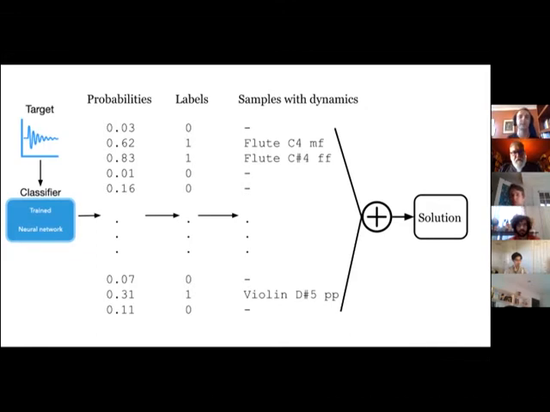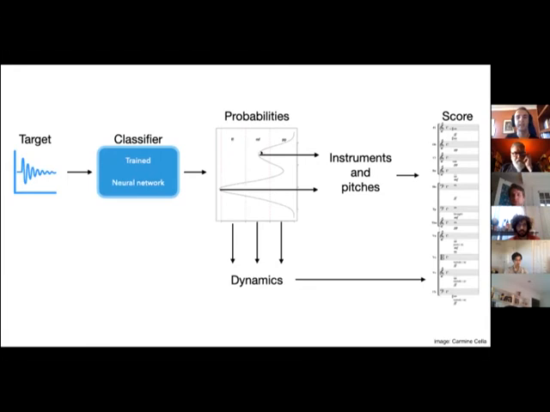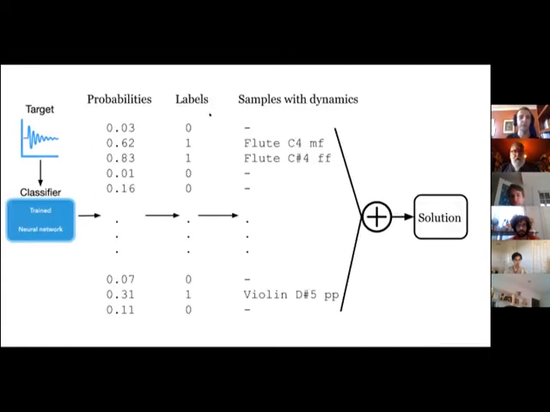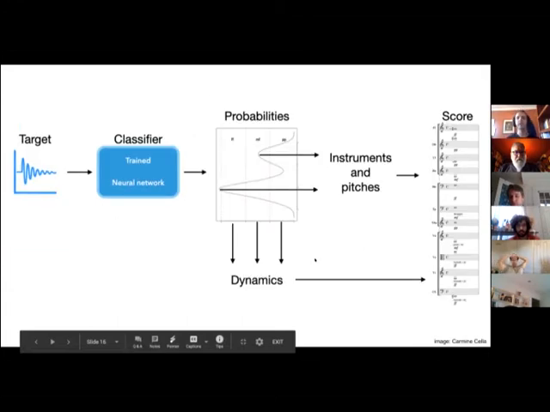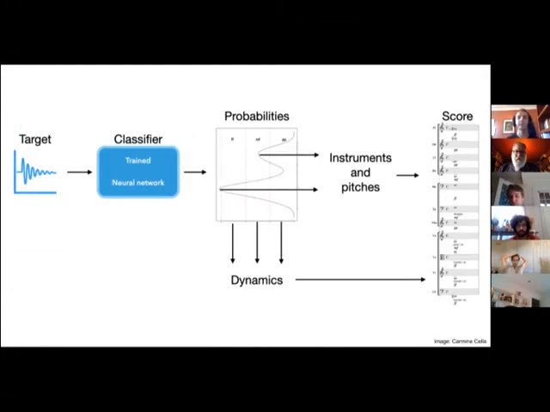So what we do is a simple map from the probability given as an output from the classifier. If that probability is from 0 to 0.33, we use the pianissimo version of the sample. If it's from 0.33 to 0.66, we use the mezzo forte version. And if it's above 0.66, we use the fortissimo version. So looking back here, we had 0.62, so we used mezzo forte, 0.83 fortissimo, 0.31 pianissimo, etc.